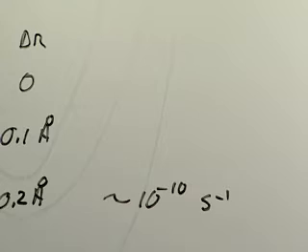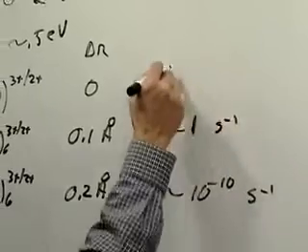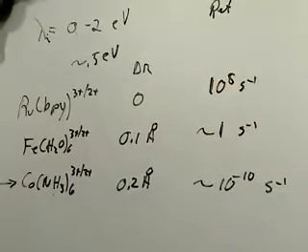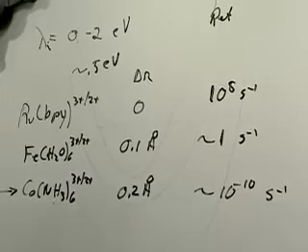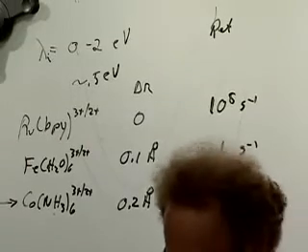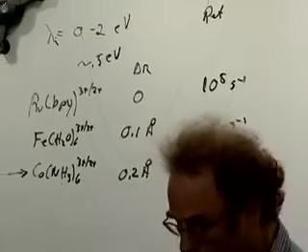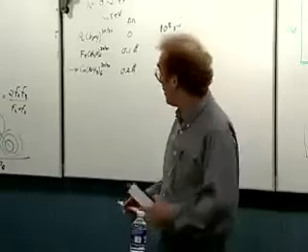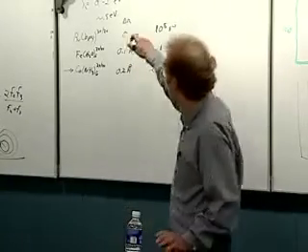Whereas the iron has a rate constant of about 1 second to the minus 1, and this is about 10 to the 8th seconds to the minus 1. So the rate constants actually span something like 18 orders of magnitude, and they respond very much to the lambda in. And that was one of the first sort of proofs of Marcus theory when that was found. Oh, yeah, these are the self-exchange rate constants.